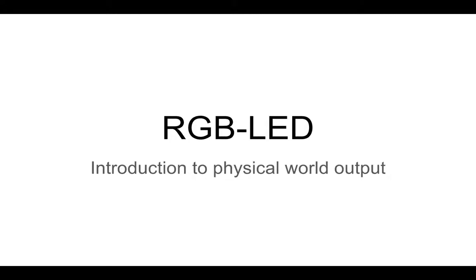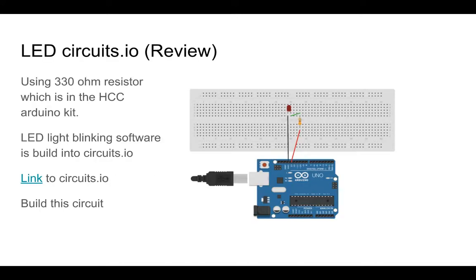We've played with circuits.io and have simulated an Arduino. Now we're going to actually touch an Arduino and hook up some LEDs to it. So go back to circuits.io and dig up your LED circuit. Build a document that links to it, or rebuild the circuit that you see. Use a 330 ohm resistor because that's what's in your kit.